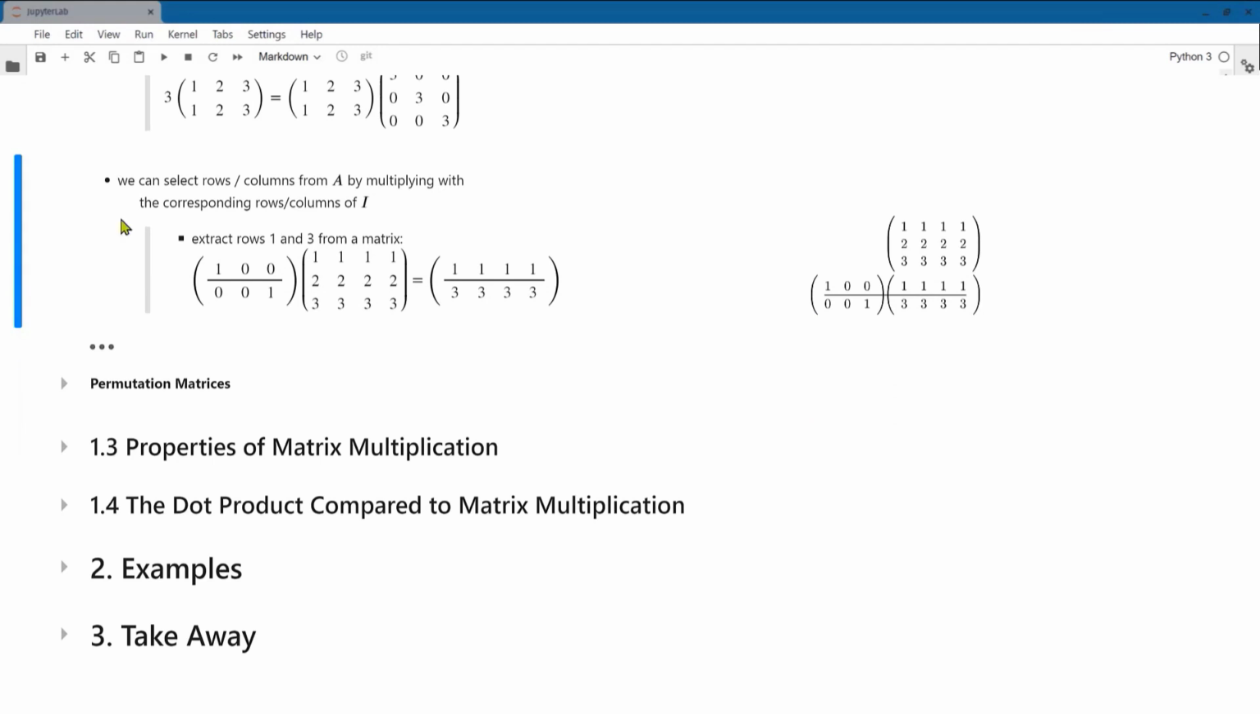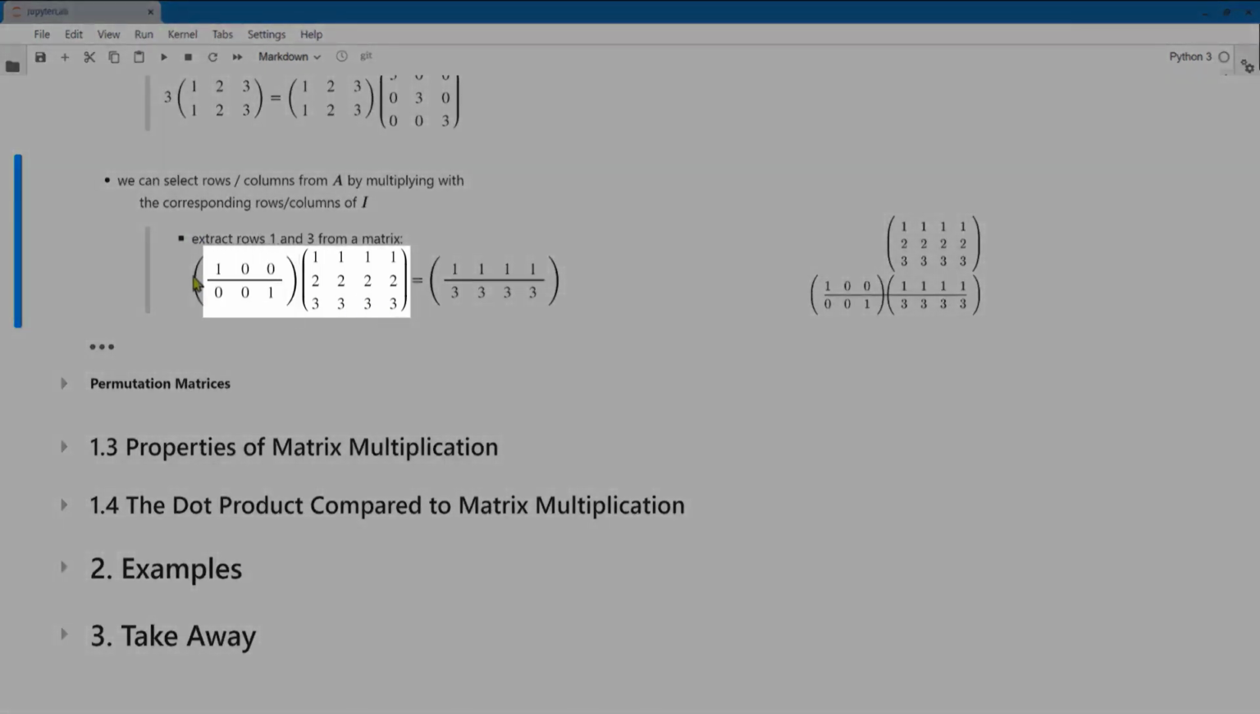Another thing to notice is that we can use a submatrix of I to extract rows and columns from a matrix. So as my first example here, let's take a matrix A and use the first and the third row of an I and multiply that in from the left. And what this says is 1 times the first row plus 0 times the second row plus 0 times the third row of A. So we get the first row of A copied in. And the second row here is 0, 0, 1. It copies in the third row of A.